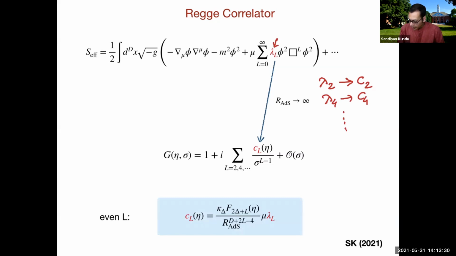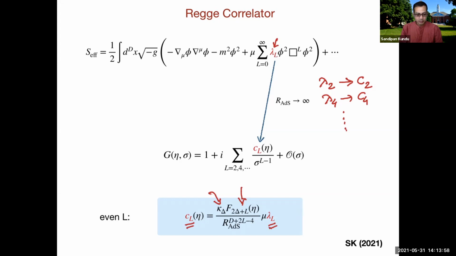In this relationship, kappa is some numerical factor that's known exactly. This f function is basically a function of eta, which can be found exactly. This is actually some integral of the harmonic function in hyperbolic space, but it can be computed exactly. But their exact form is not important for us. The important part is C_L is proportional to lambda_L for even L.